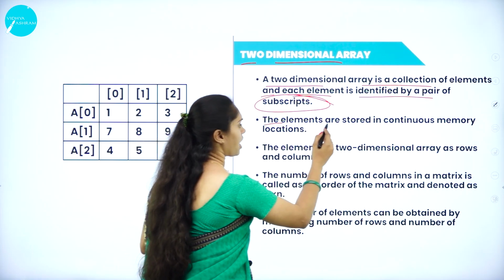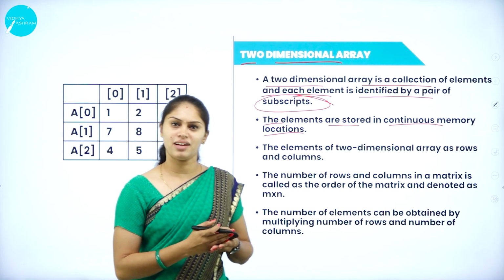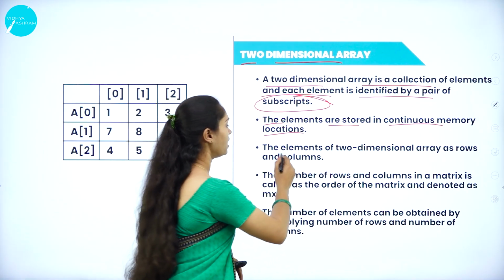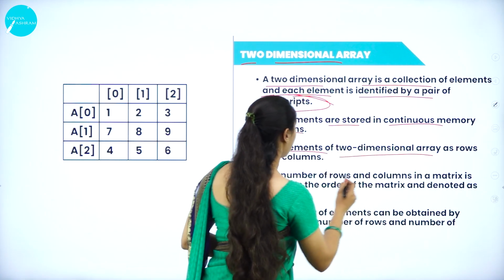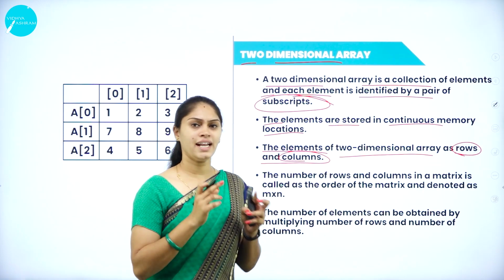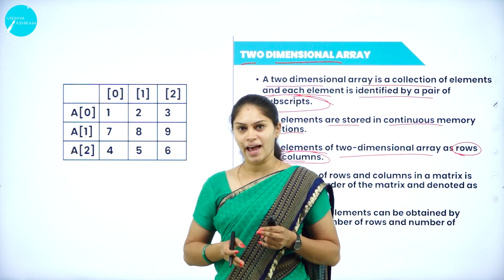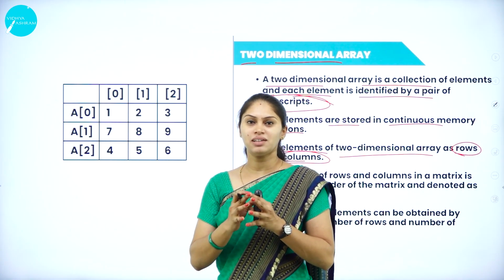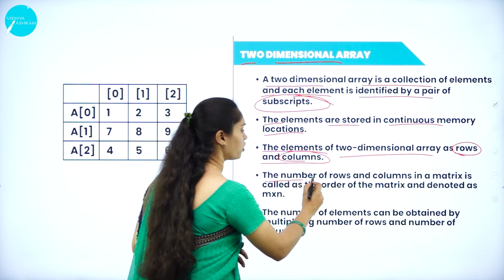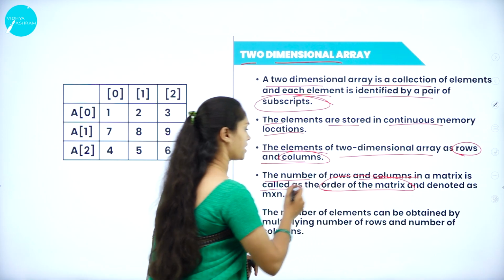The elements are stored in continuous memory locations. If it is linear, it has to be continuous memory allocation. That is what they meant. And the elements of the two-dimensional array are rows and columns. It is just like a table format. So we have both rows and columns. Together, what will it be called? Two-dimensional array. The number of rows and columns in a matrix is called the order of the matrix.